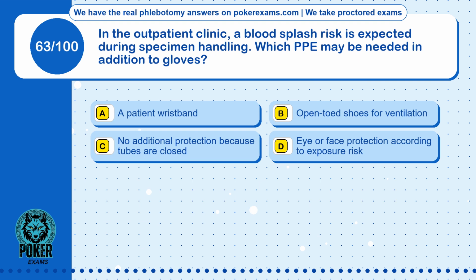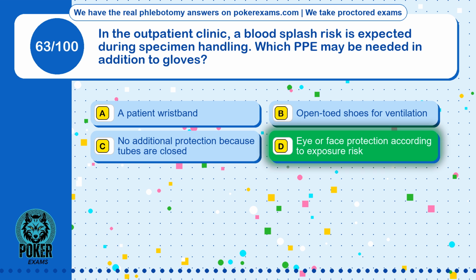Question 63. In the outpatient clinic, a blood splash risk is expected during specimen handling. Which PPE may be needed in addition to gloves? Option A, a patient wristband. Option B, open-toed shoes for ventilation. Option C, no additional protection because tubes are closed. Option D, eye or face protection according to exposure risk.